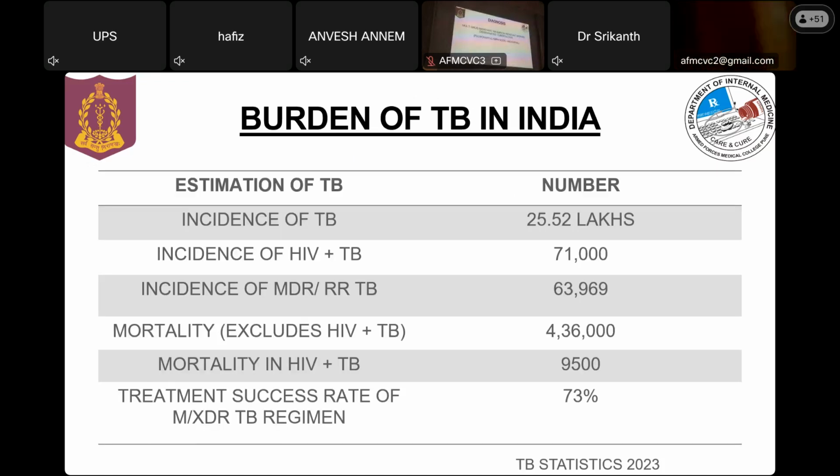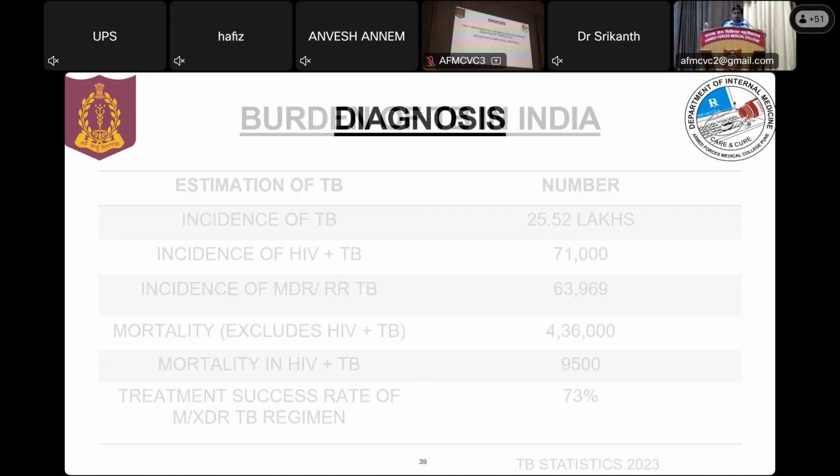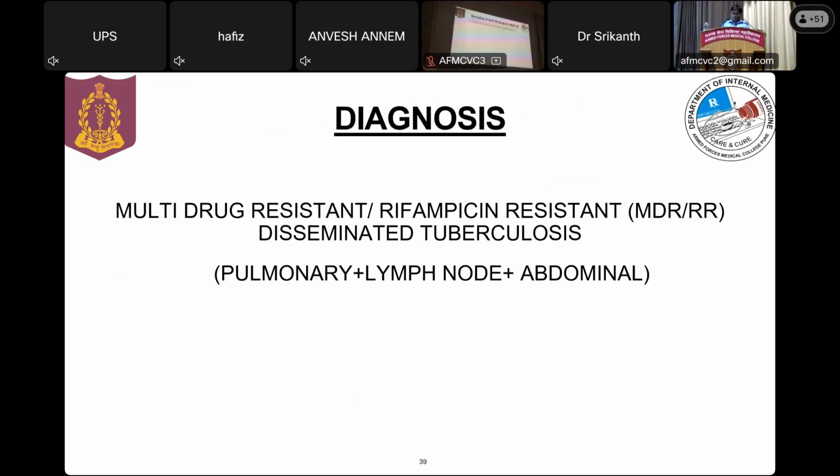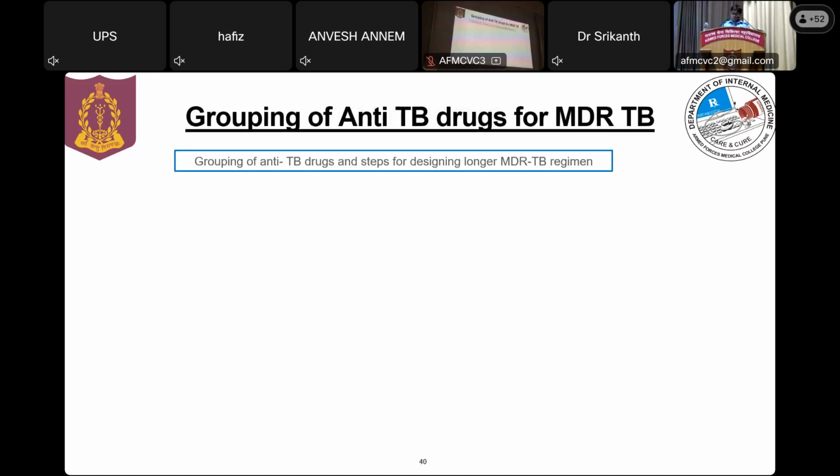Patient was diagnosed as a case of MDR disseminated tuberculosis with involvement of pulmonary, lymph node, and abdomen. So again, the grouping of anti-tubercular drug. Anyone? Akash? Yes. For MDR TB, we divide them into Group A, Group B, and Group C, sir.